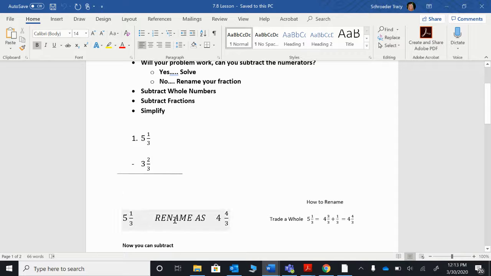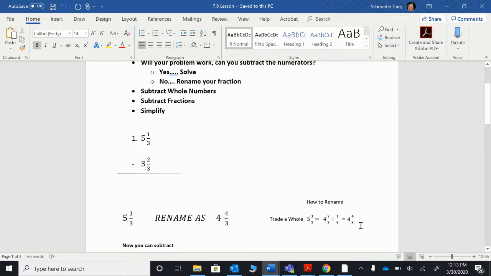Notice the 5 1/3 has to get renamed. So it means I'm actually going to take one whole away from it, which is 3/3, and make it into 4 4/3. This is how I trade a whole. My original fraction is 5 1/3. I take a whole away. 5 minus 1 whole is 4, and I change that whole into 3/3. Then I can combine it with my original part of 1/3. So my new amount now is 4 4/3.